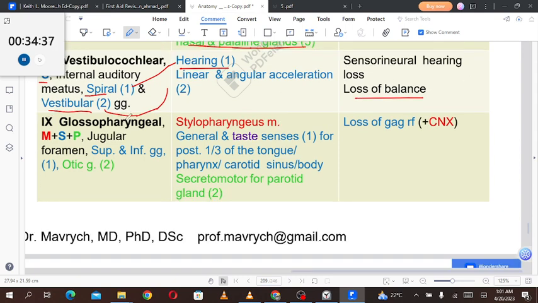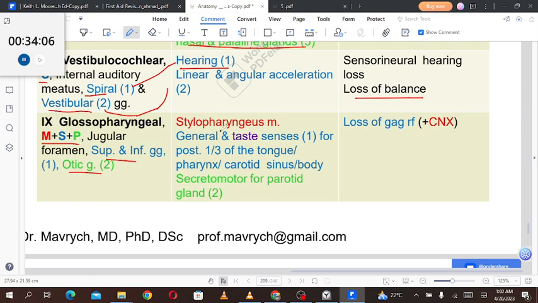The ninth cranial nerve, that is the glossopharyngeal nerve, is motor plus sensory plus parasympathetic, or secretomotor. It passes through the jugular foramen along with 9, 10, 11. These are the three nerves that are present in the jugular foramen. I guess there is a Vernet syndrome associated with damage to the jugular foramen. The superior and inferior ganglia are sensory, while the otic ganglion is associated with the secretomotor function of the glossopharyngeal nerve.